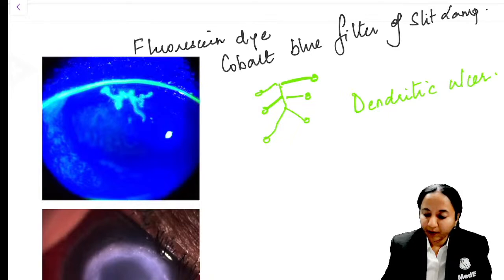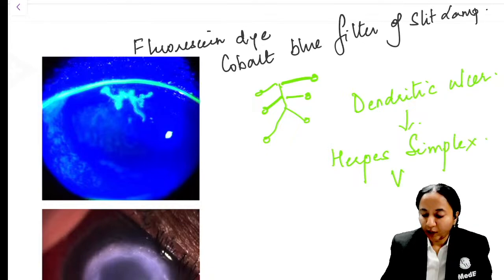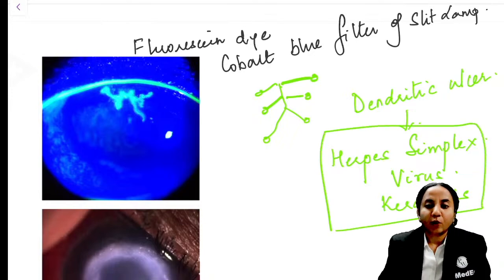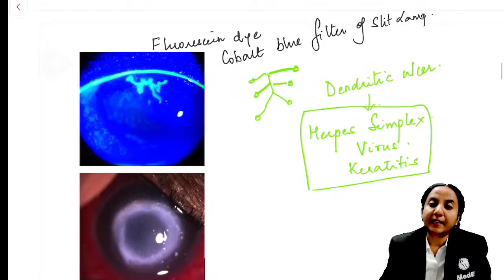And where do we get to see this? This is commonly seen in HSV, that is herpes simplex virus. It is seen in HSV keratitis, that is herpes simplex virus keratitis. This is a dendritic ulcer which is seen in HSV keratitis. So, ye picture jo hai, this has come many times in the exam aur wo aur bhi aa sakta hai. It is very, very likely to come again also.